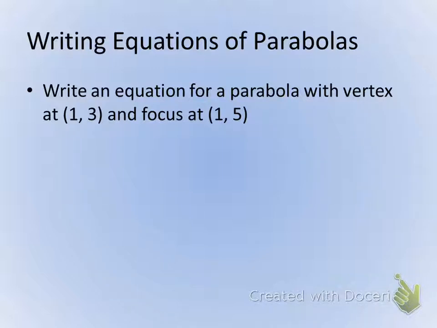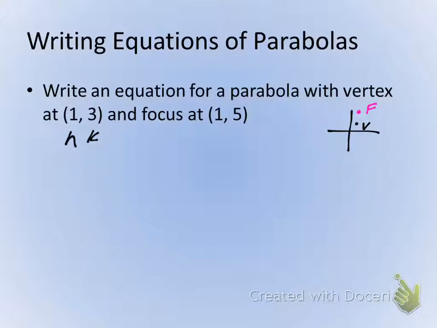All right, write an equation for a parabola with a vertex at 1, 3 and a focus at 1, 5. You know your vertex is H, K. When you plot those two points, H would be at 1, 3, which is about right there. That's the vertex. And your focus is 2 up from that, right there. So you know this parabola opens how?